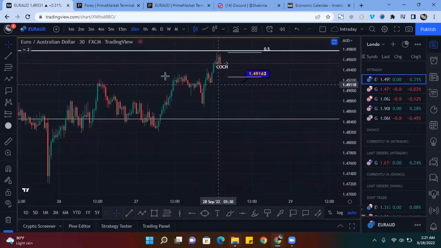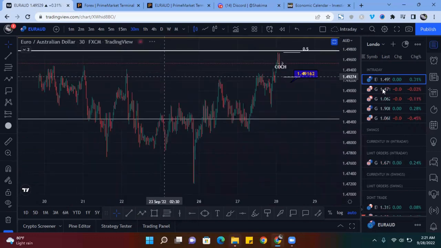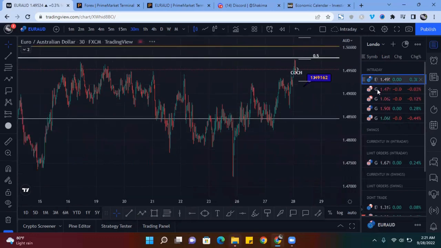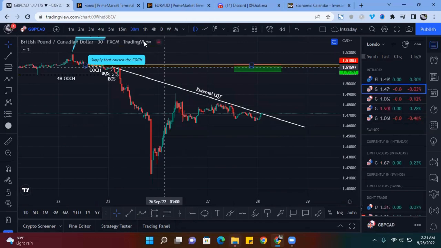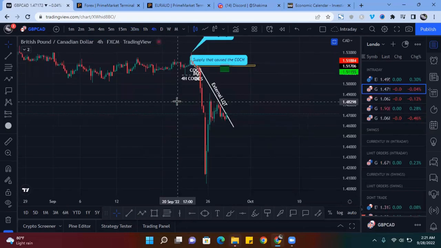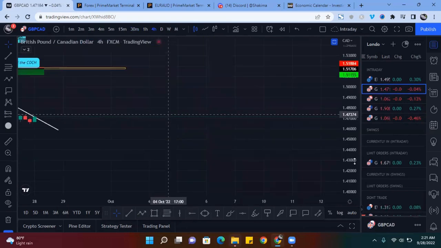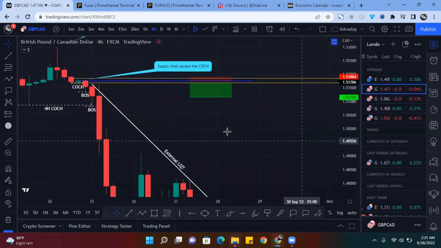I don't know what I was doing here, but it wasn't good. Well, that's funny. And then Great British Pound CAD is going to be the exact same thing. Rinse, wash, repeat. I essentially look for the same setups all the time.